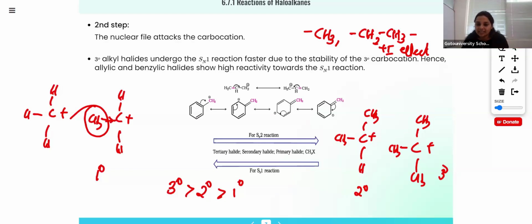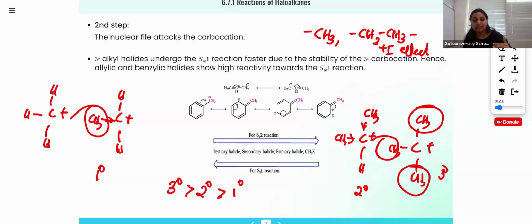If you come to the secondary, we have two methyl groups. They are again giving electron density towards the carbon, so the electron density on the carbon is increasing. So the stability will be again higher than that of the primary one. If you come to the tertiary one, we have three alkyl groups. Three alkyl groups will give electron density towards the carbon. Electron density increasing means they are more stable, because they are electron deficient carbon. So tertiary carbocations are more stable because of the presence of three alkyl groups.